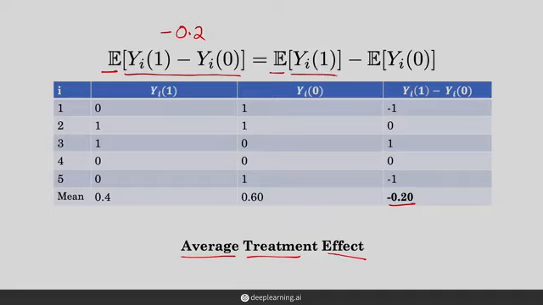And this is the expectation of y1 minus the expectation of y0. We can get the expectation of y1 by looking at the average of this column over here, so that's 0.4, and the expectation of y0 by taking the average of this column, which is 0.6. And we should be able to confirm that -0.2 is 0.4 minus 0.6.